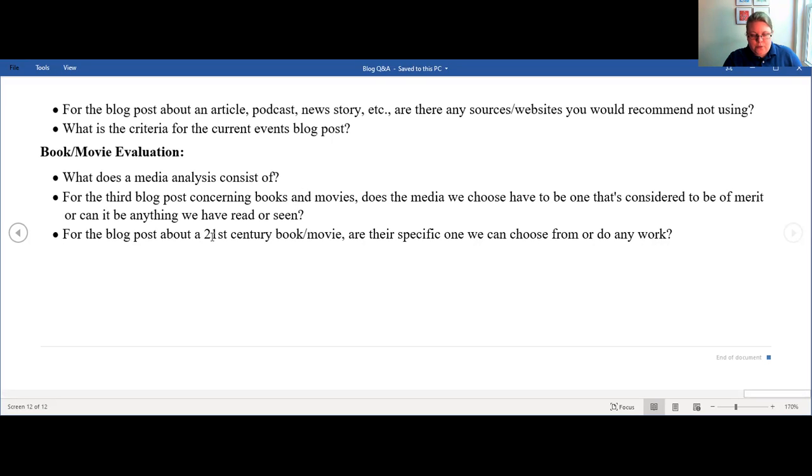For the blog post about a 21st century book or movie, are there specific ones we can choose from? Any book? Anything is fine. Make sure that it's not a religious book or movie. Basically, the whole point here is religion impacts American culture, even secular culture. So in what ways do we see it impacting that without being explicit that this is a religious thing?